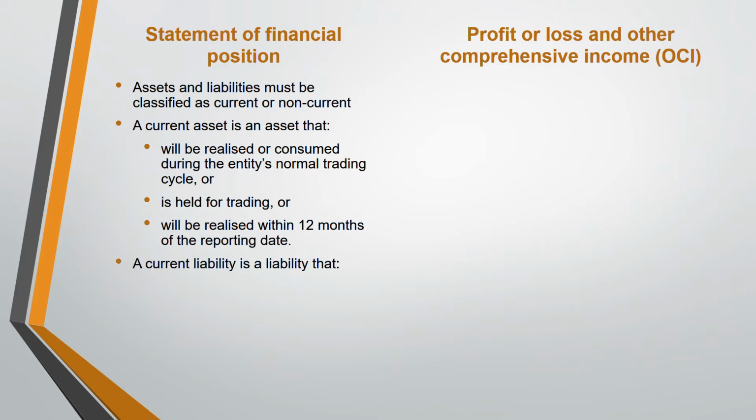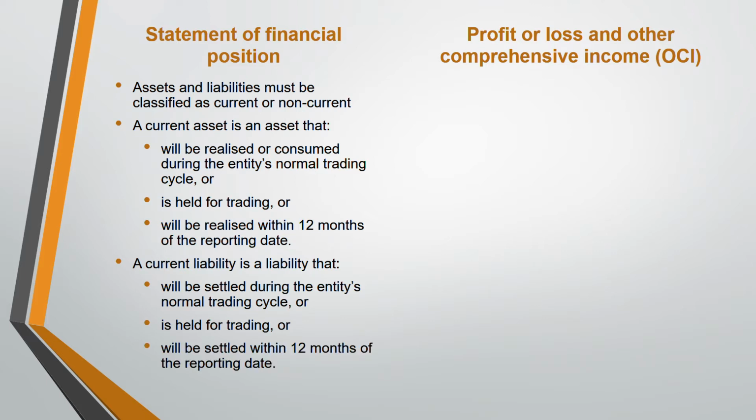Then a current liability. A current liability has the same features as an asset, just that this is a liability now. So that means it will be settled during the normal trading cycle, held for trading, or settled within 12 months. One example is your interest on the loan. Normally interest you pay annually.